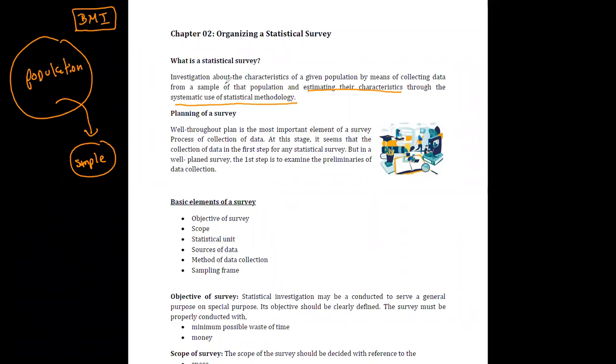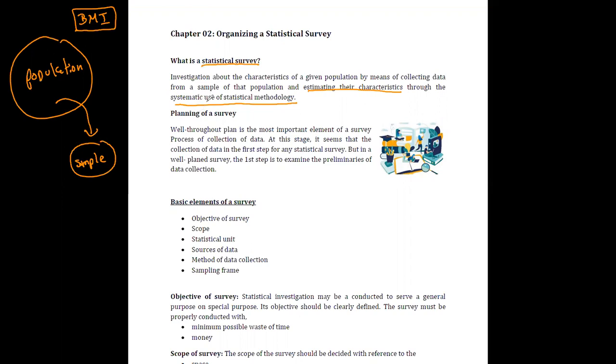Therefore, simply we can say that if you have a population, and you need to conduct an investigation about a defined characteristic of this population, then you take out a sample and collect data, and based on the collected data you estimate their characteristic through the appropriate statistical technique. This procedure is meant to be a statistical survey.